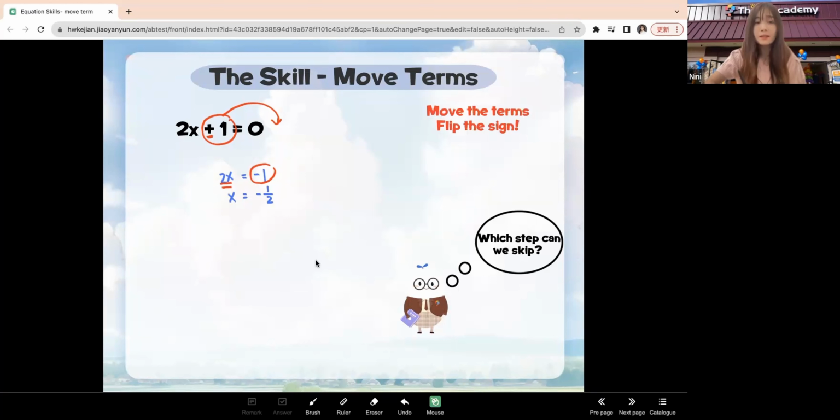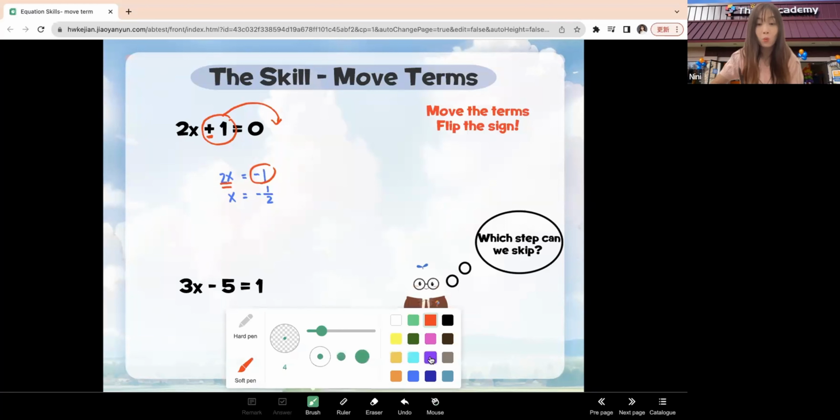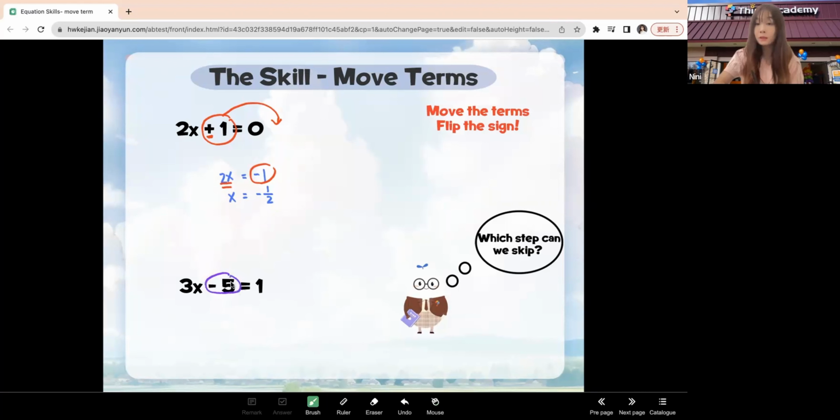Okay, so probably some of you think, okay, Miss Nini, what if I forget to flip the sign as we move the terms? I'm going to share with you a very quick story as we practice the next question together. Now we have 3x minus 5 is equal to 1. So first of all, we can try to move the terms. But which term do we want to move? Yes, exactly. We want to move the minus 5, right? The reason is because we want to isolate the variable itself on the left side.